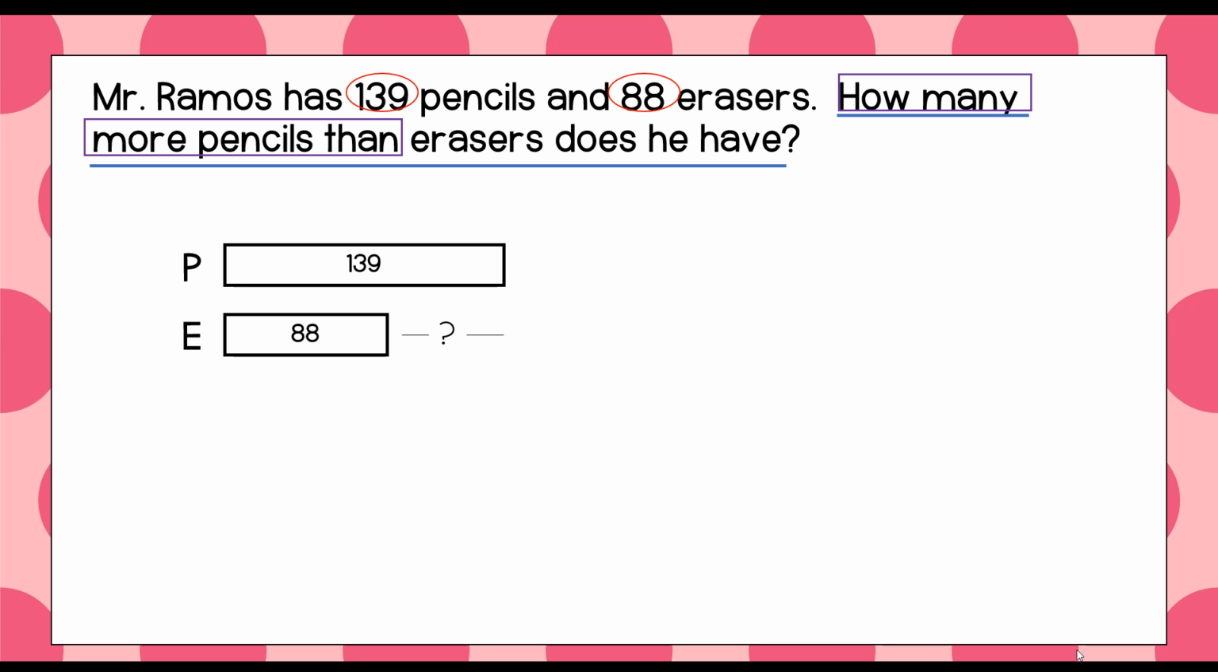This extra space here between the eraser bar and the pencil bar means a subtraction problem. But with a subtraction problem, I can use an addition problem and have a missing addend, like 88 plus what number equals 139. Addition and subtraction are what we call inverse operations.